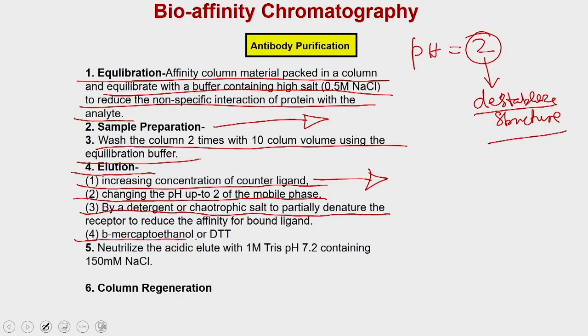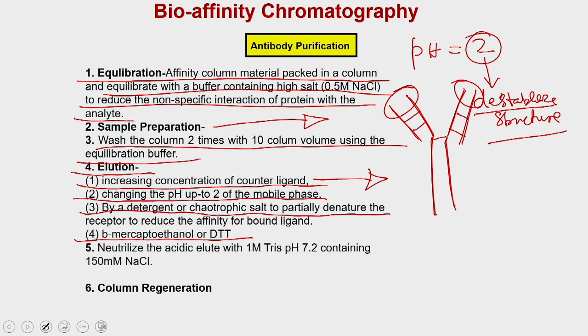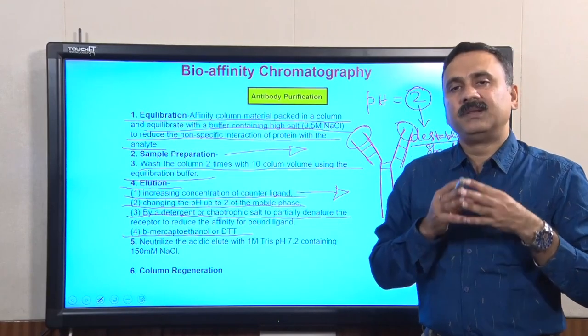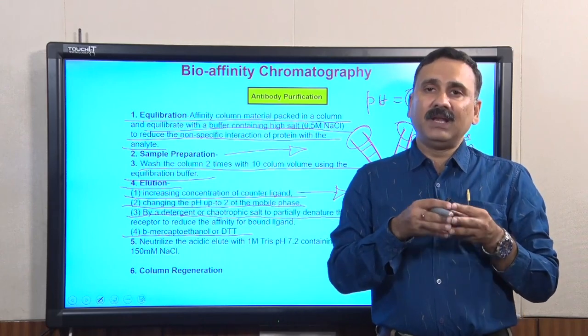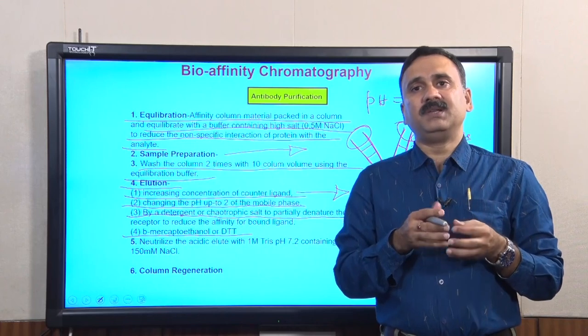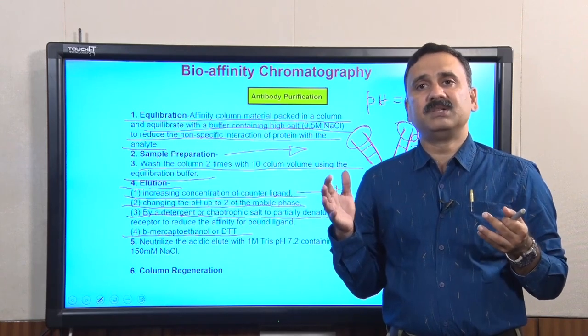Now, the fourth is that you can use beta mercaptoethanol or DTT. You know that the general structure of an antibody is something like this, where this is the antigen binding region, this is the heavy chain, and this is the light chain, and all these chains are attached to each other by disulfide linkages. A complete antibody structure is formed by holding the light and heavy chains together by the disulfide bridges, and the complete structure is stabilized by multiple sulfhydryl linkages within the molecule.